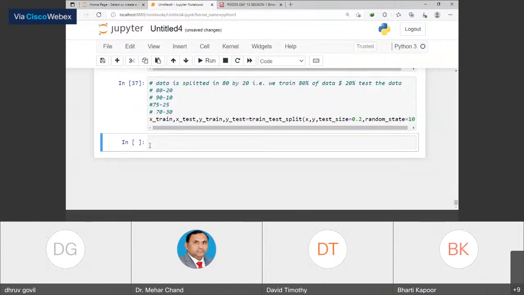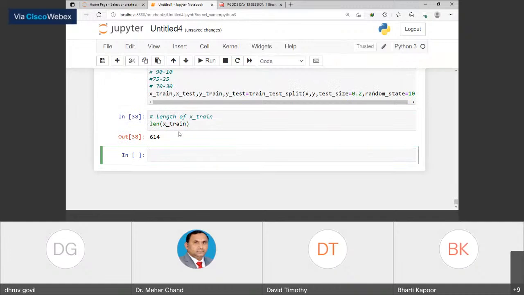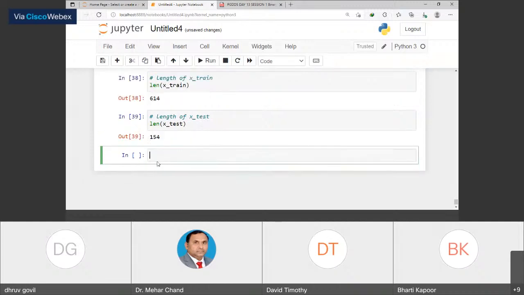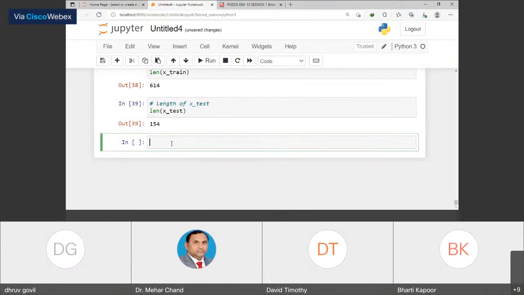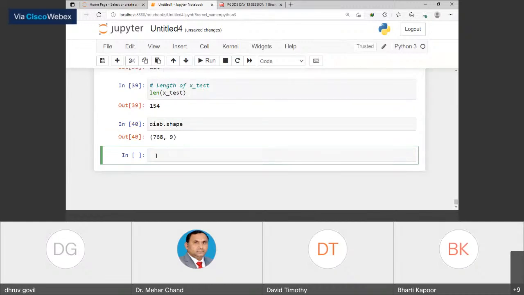My data is split. Now I have to check the length of X train. So the length of X_train will be 614, that is the 80%. And the length of the test is 154. Now if you add them, you get 768. The total number, no issue with that. I will just go for the data shape, dot shape, 768.